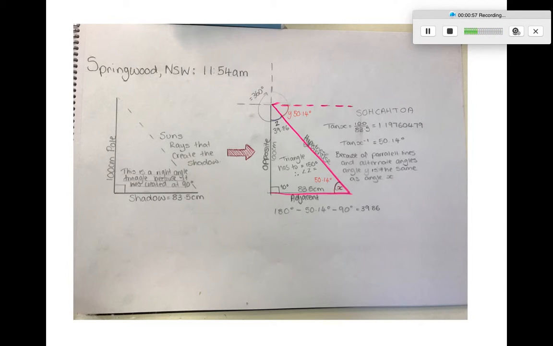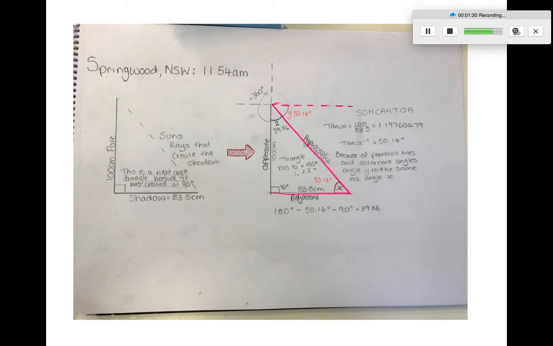So when I came to finding the data, I did not have a protractor, so I used the tool of SOHCAHTOA. So I drew up my triangles. I had a look and realized that the 100 centimeters was the opposite side and the 83.5, which is the length of the shadow, was the adjacent. Therefore, I would use the tangent rule. So as you can see here, I followed that rule and got 50.14 as my angle.